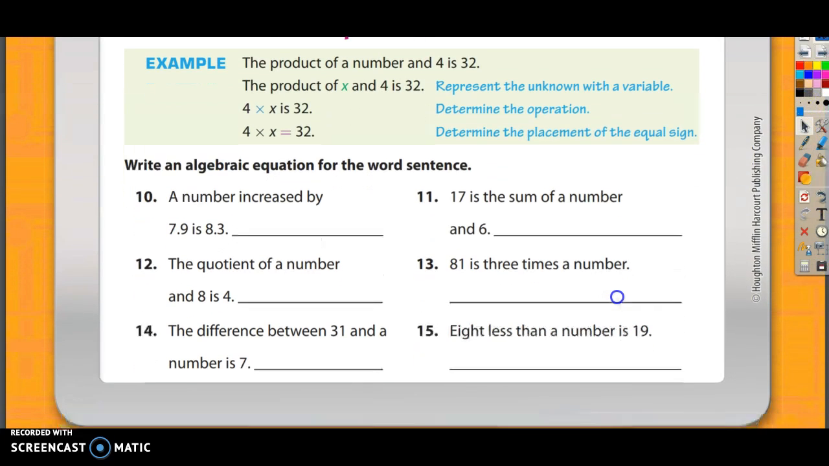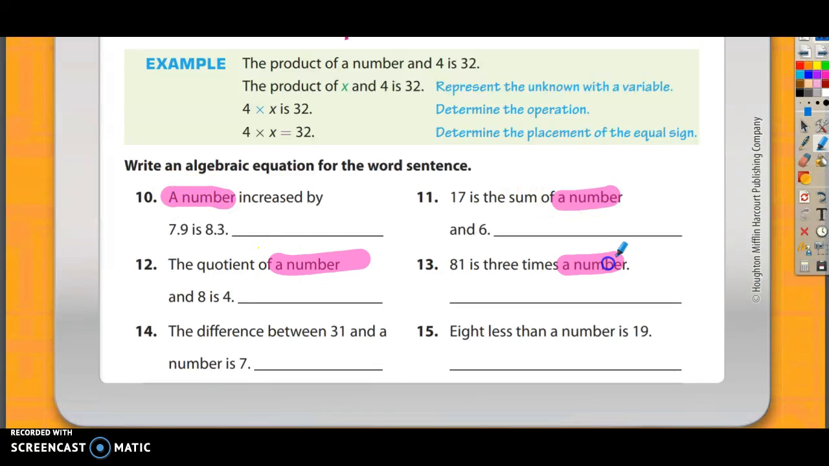Numbers 10 through 15, we're supposed to write an algebraic expression for the word sentence. So they give us words, and we're supposed to write it into a math problem. But we're not going to know the entire math problem because we've got an unknown. And you can tell right here it's going to be a number. That means we don't know. A number, a number, a number. So we're just going to use what are called variables instead of using the number. So watch how that works.